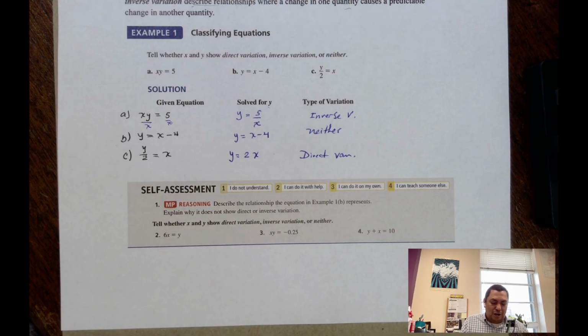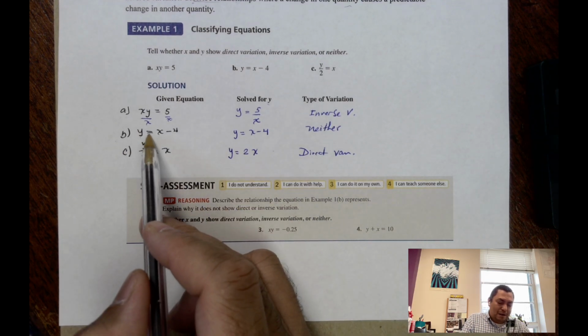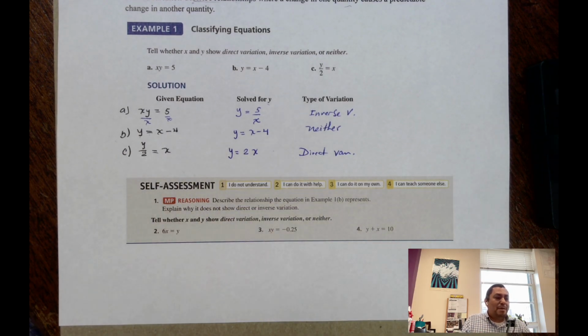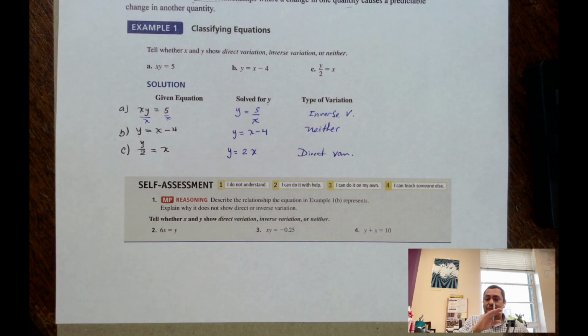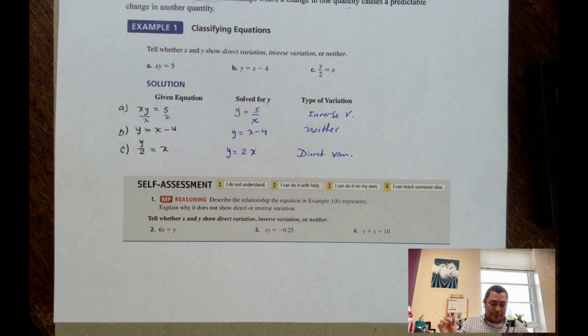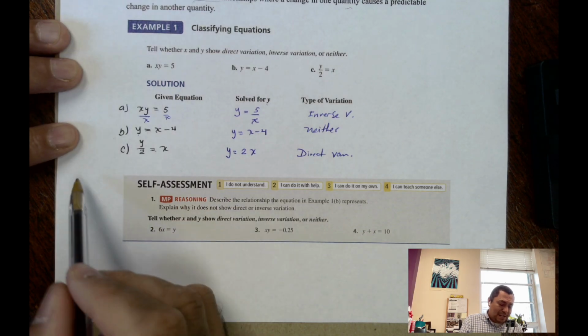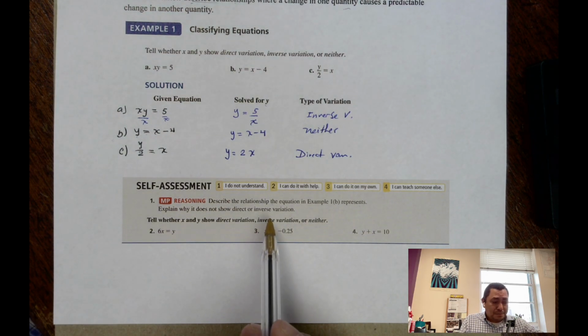Explain why it does not show direct or inverse variation. So in this case, if we have to describe this one, which is y equals x minus 4, remember that this equation is a linear relationship that is not proportional. What it means is it's vertically shifted. And if we graph it, it will be vertically shifted.